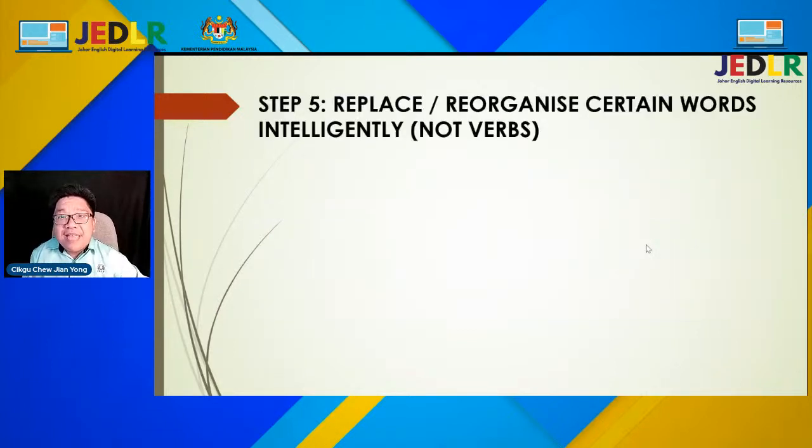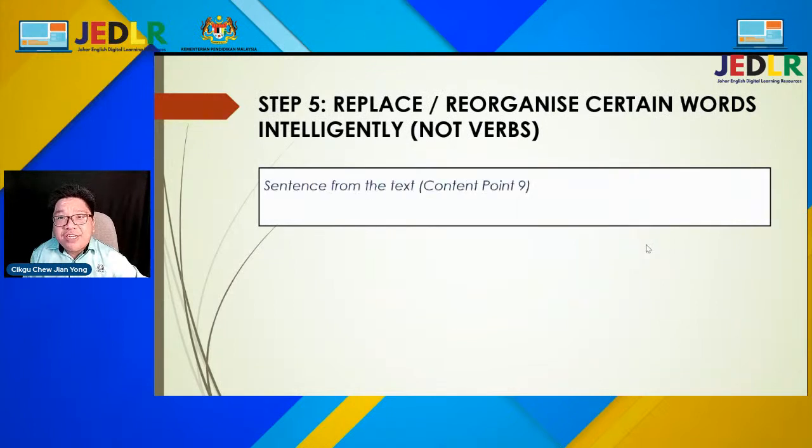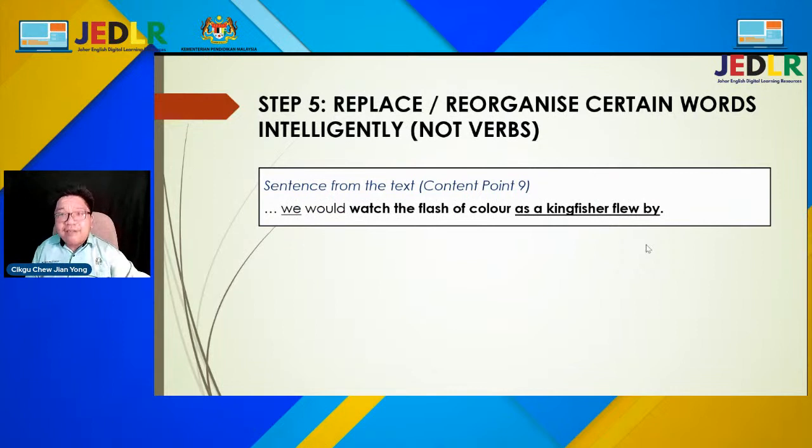The last sample on how to change intelligently is this. Content point number 9 from the text. This is the exact sentence. We would watch the flash of color as a kingfisher flew by. You can see here in the sentence there are 2 parts. The first part, we would watch the flash of color. The second part, as a kingfisher flew by. Masa burung tu terbang lalu, kita boleh nampak pancaran warna.